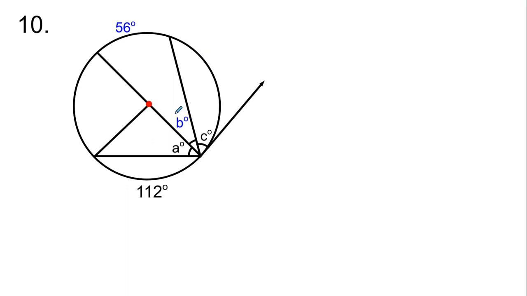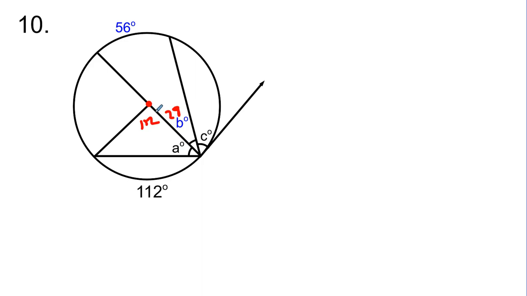Look at number 10. So on number 10, I color code these so it's pretty obvious. But if this is 56 degrees, that's this arc. We know the inscribed angle is going to be half of that. So half of 56 is going to be 28 degrees. So that's 28 degrees. The next part, let's see. Okay, so if the measurement of this arc here is 112, that means the central angle is also 112.